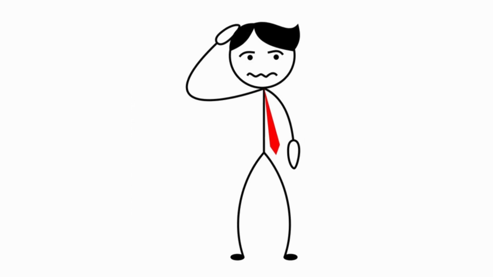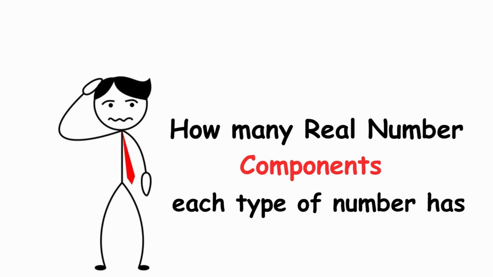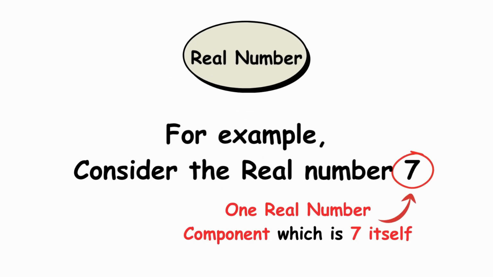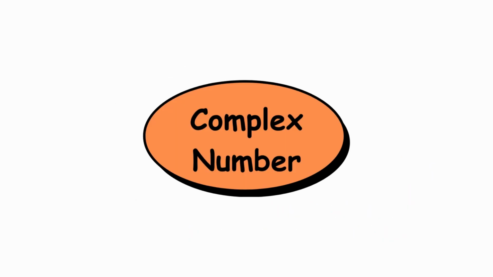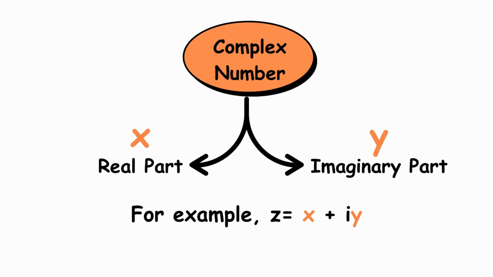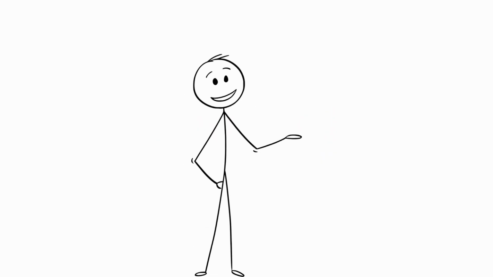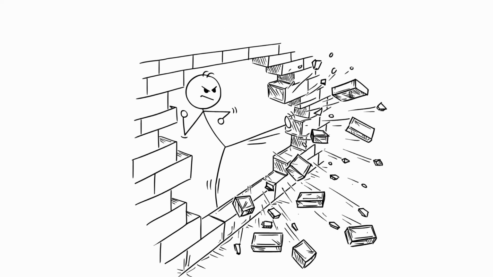To be more precise about what we're talking about, let's think about how many real number components each type of number has. A real number obviously has one real number component, and a complex number has two, being the real and imaginary parts. Can we find a three-component number system, say something like a plus bi plus cj, for real a, b, and c? It turns out that this ends up completely breaking things.